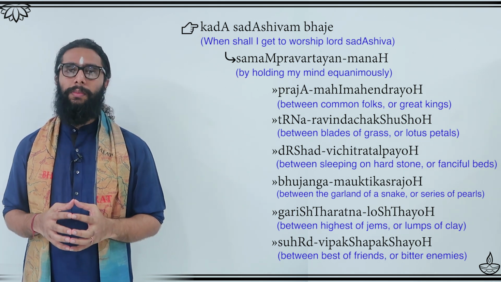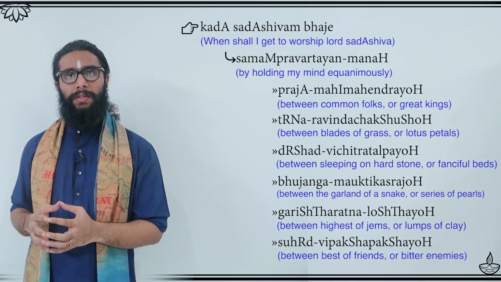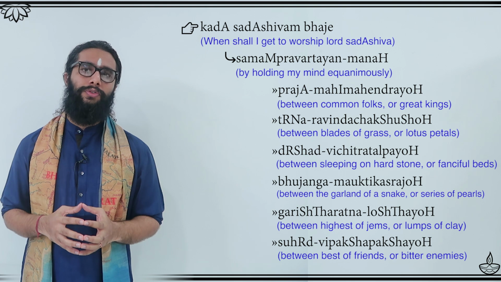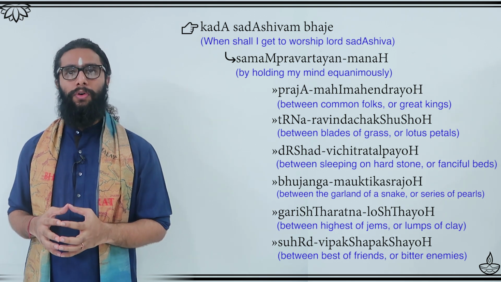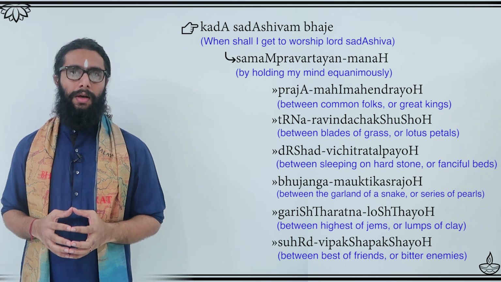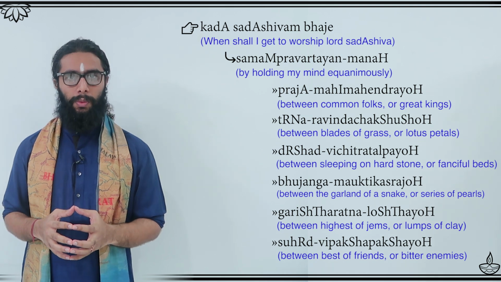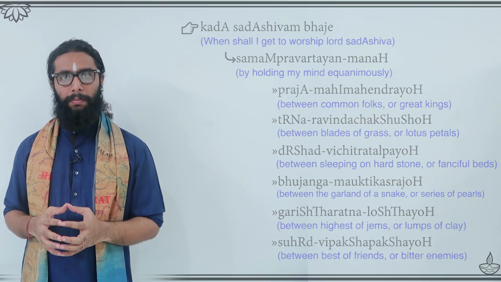This feeling of equanimity between that which is pleasant and desirable and that which is unpleasant and despicable is the essence of yoga, which Ravana seems to long for in order to deem himself worthy of Lord Sadashiva's worship. Let us now chant the shloka one more time as we remember the meaning of the individual words in it and the lesson that it imparts.